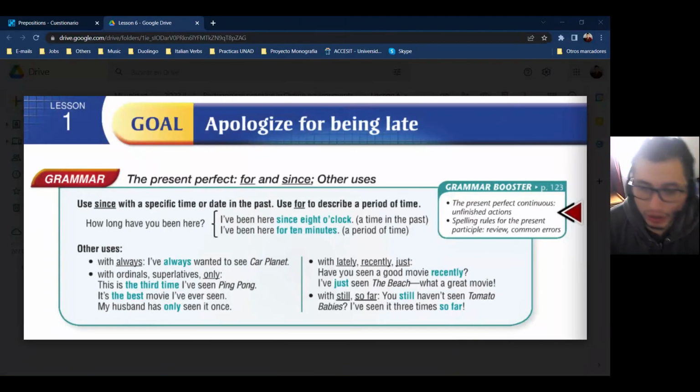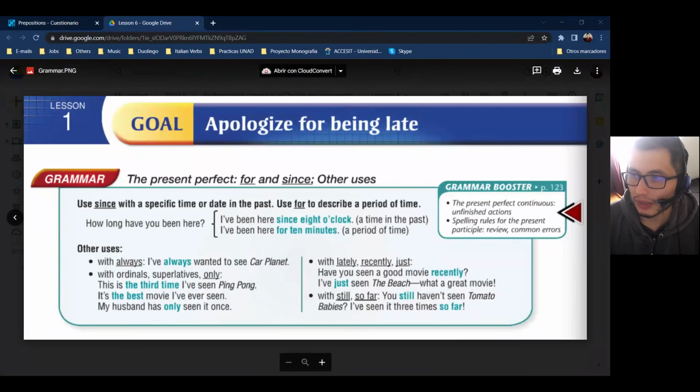So far can also be used in other contexts. For example, you say, okay, my English level is good, but it can improve so far, right? To exaggerate this a little bit, right?